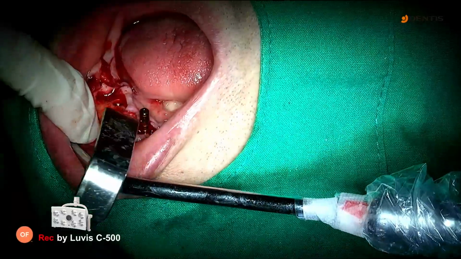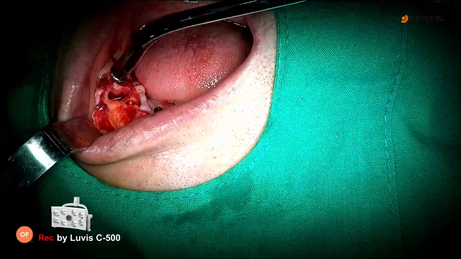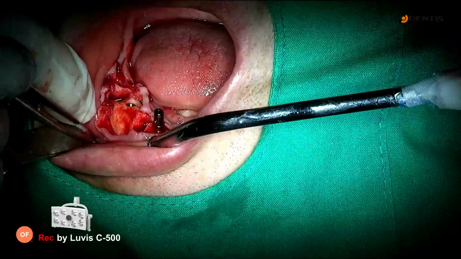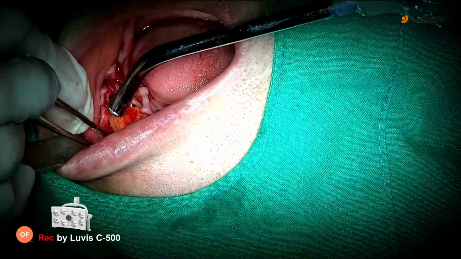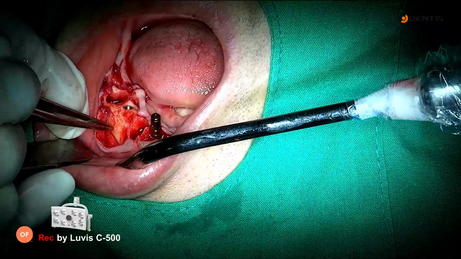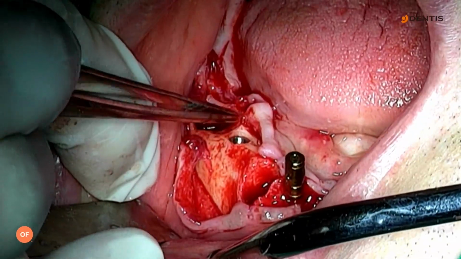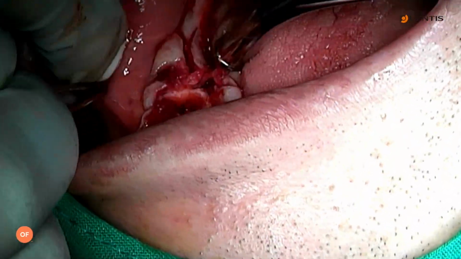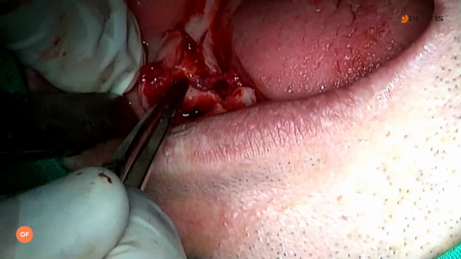So this is the second premolar area. So the final process will be the major cantilever. Let's check one more the mental foramen here. Okay, this is the mental foramen. It's 7 millimeter, very safe. Okay, final area, lower first molar area.